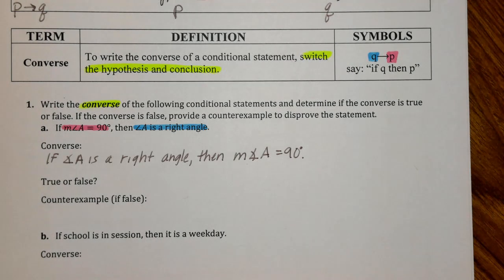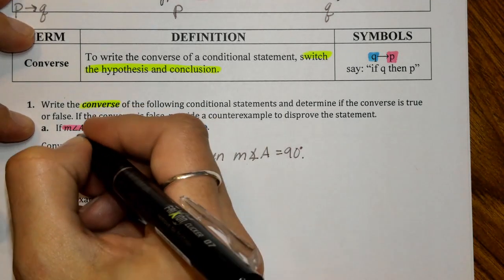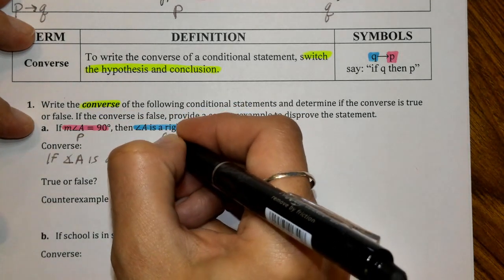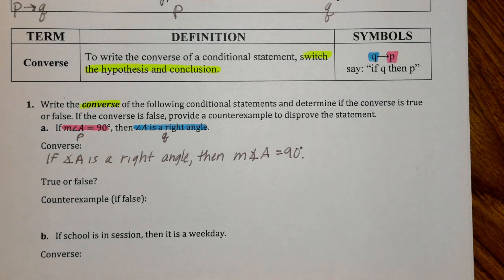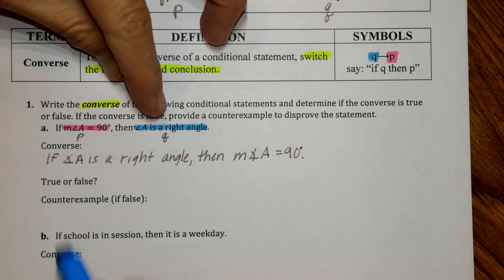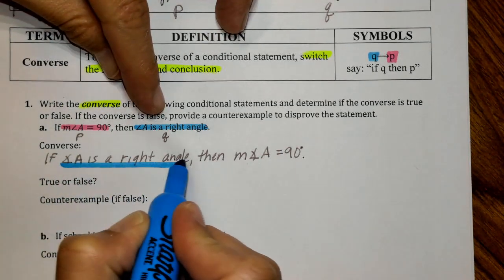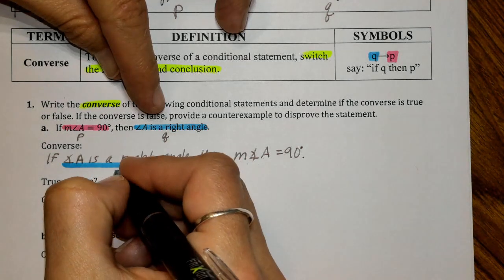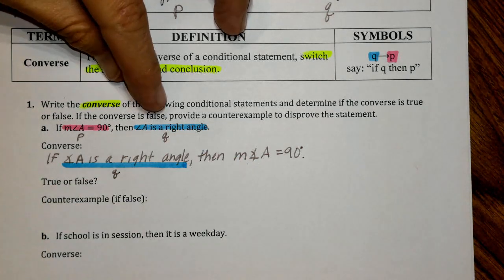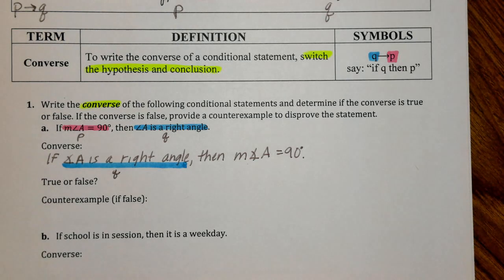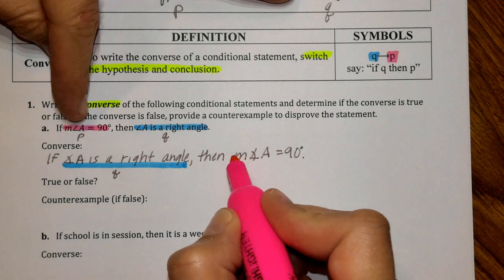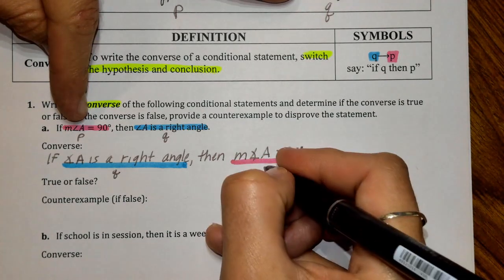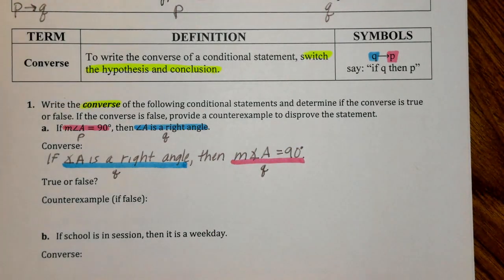This is the sentence. Now watch what's happened here. In our original conditional statement, we had our P and our Q, hypothesis and conclusion. I have now taken angle A is a right angle, the conclusion, and it's right here. There's your Q. And again, not including if and then in any of these highlightings. Measure of angle A equals 90 degrees is now over here. All we did with converse is switch them up.